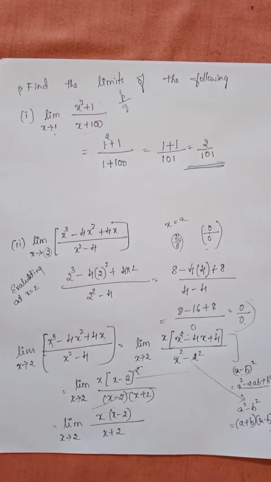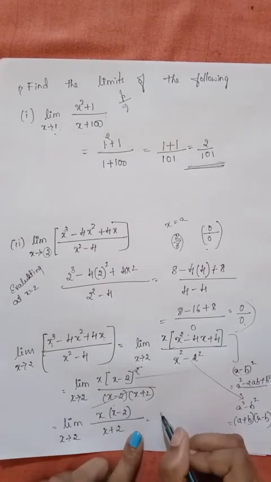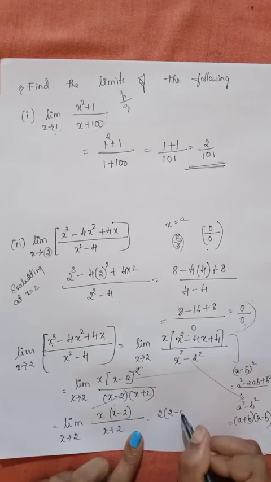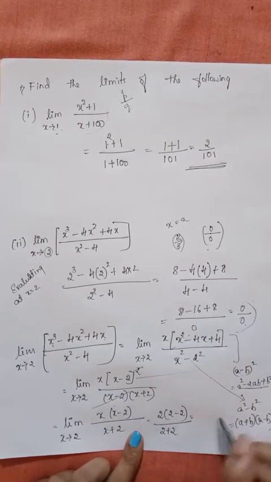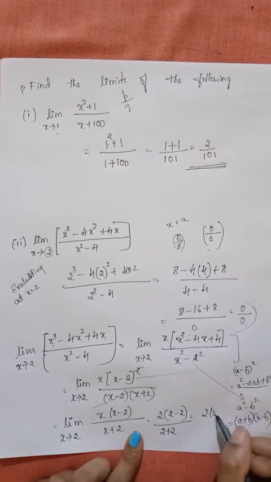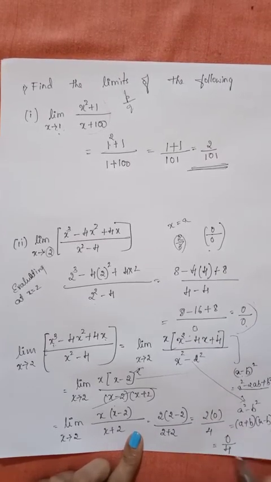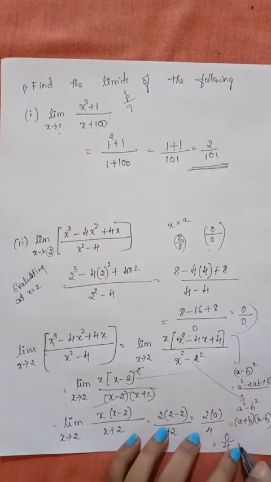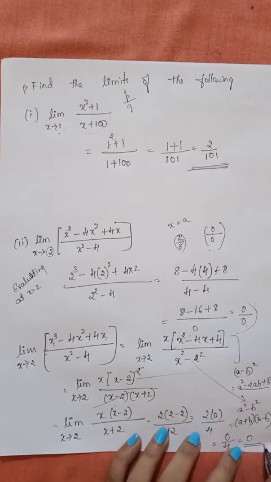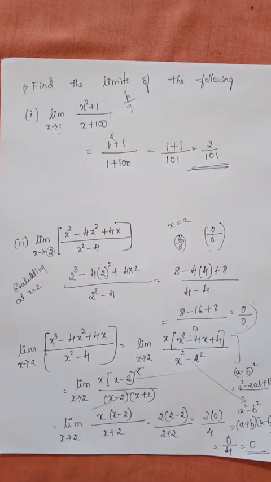Now put x is equal to 2, and check whether again you are getting 0 by 0 form or not. So what you will get? 2 into (2 minus 2) divided by (2 plus 2). So 2 minus 2 is 0, and 2 plus 2 is 4. So what did you get? 0 by 4. Instead of 0 by 0, you got 0 by 4. What is 0 by 4? 0 by 4 is always 0. So what is the limit of this particular function? It is 0. I hope it is clear.